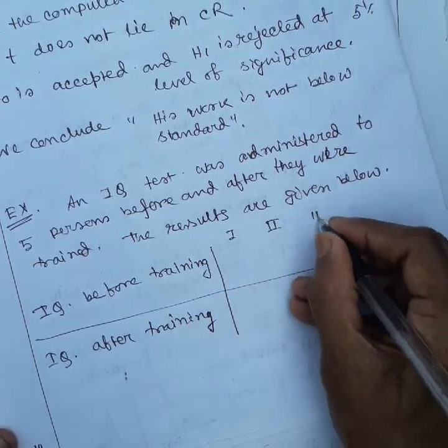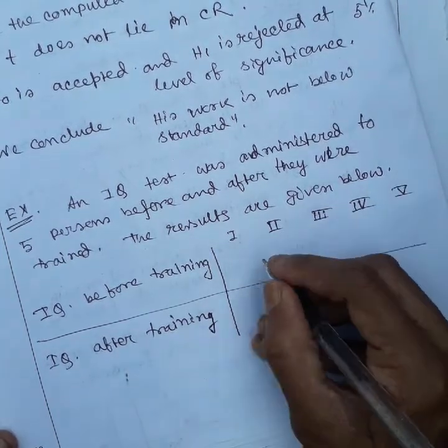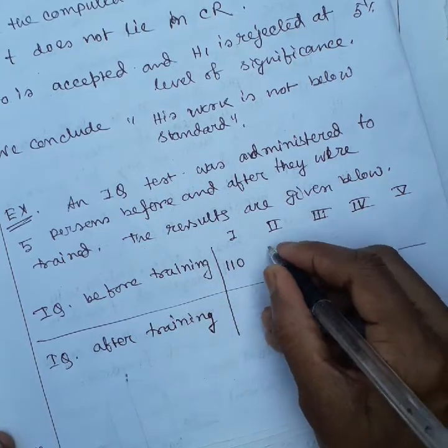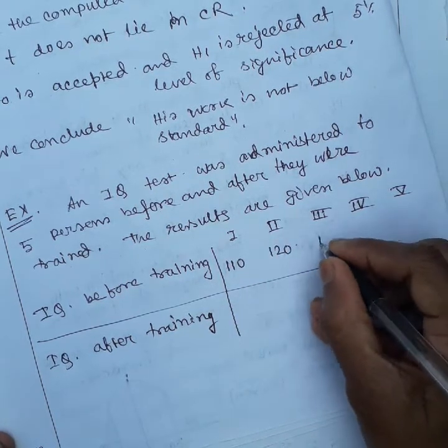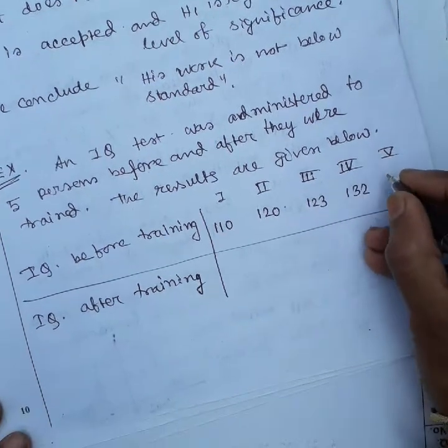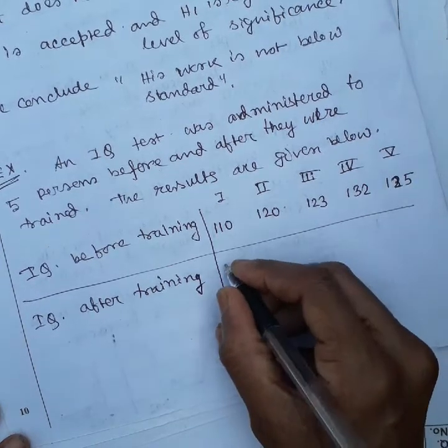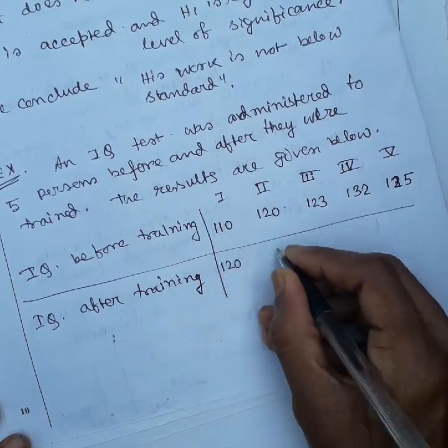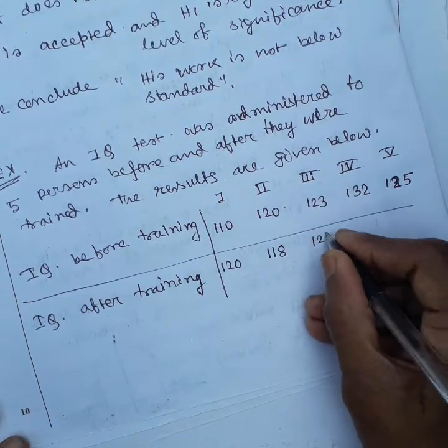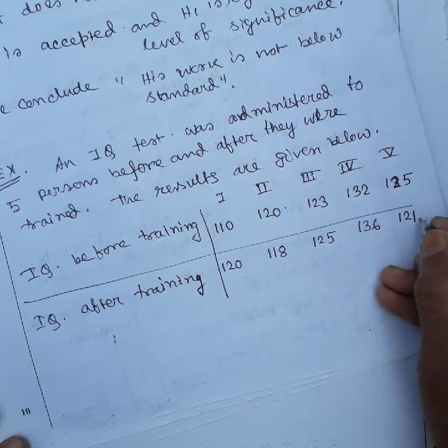One, 2, 3, 4, 5. So before training it is 110, 120, 123, 132 and 125, and after training it will be 120, this is 118, 125, this is 136, and it is 121.